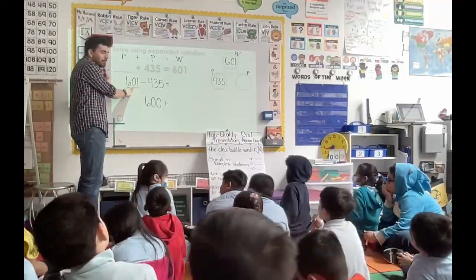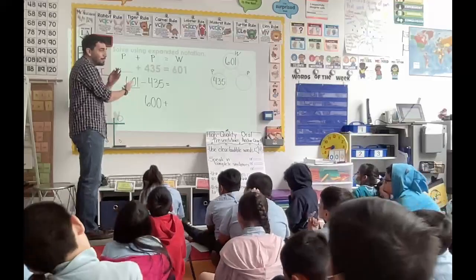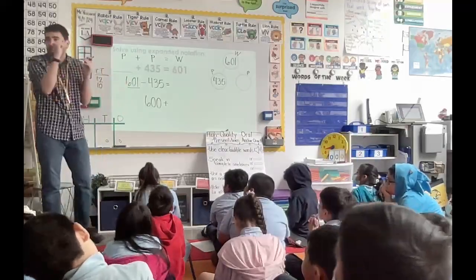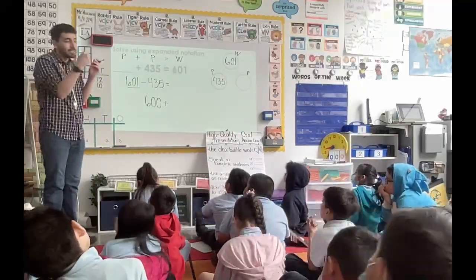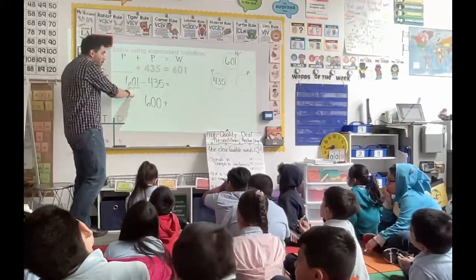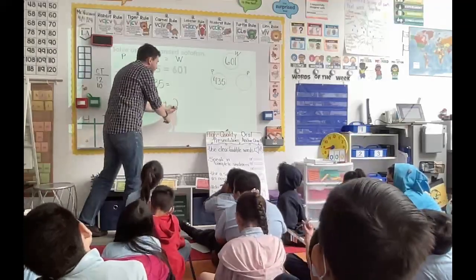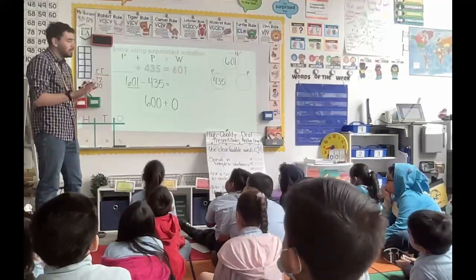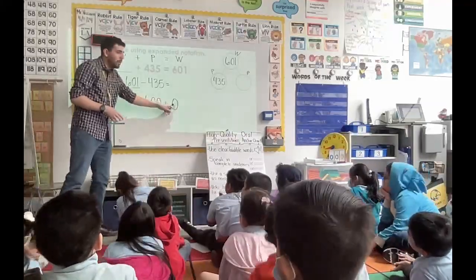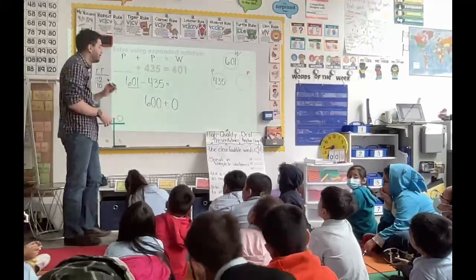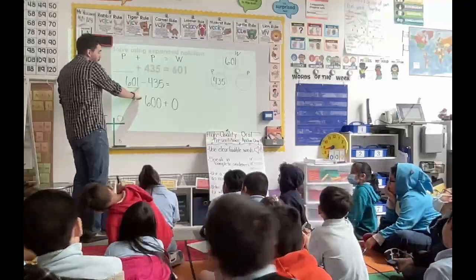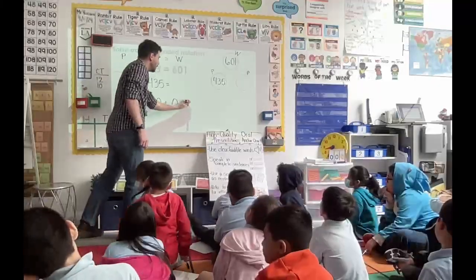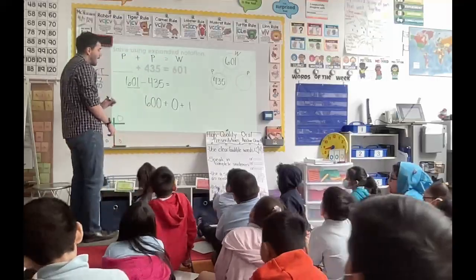If I have 0 tens, I can't just skip it. I have to make sure I put it there. The house is empty, but someone lives there, but no one's home right now. So I'm just going to put 0. You don't need to put 0, 0. Just put 0 because no one lives in that tens house right now. All right, then I'm going to go to my 1. 1 in the ones place.